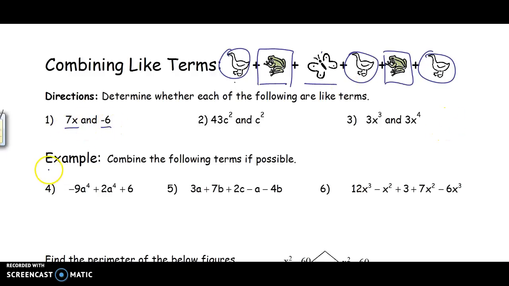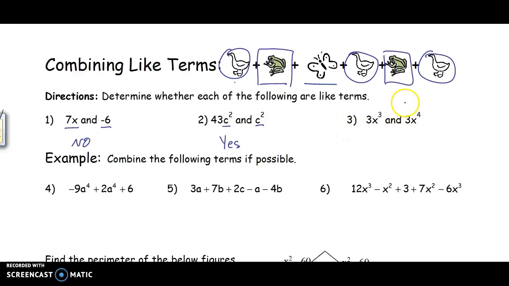7x and negative 6. Okay, I always like to look at the variables. Do either have the same variable? No. Okay, so here, no like terms. Number 2, 43c squared and c squared. Those are like terms. Now remember, this is a 1 out front, so it's going to be 43. I'm sorry, we're just looking yes or no here. Okay, yes, they are like terms. They got the c squared, making them like terms.